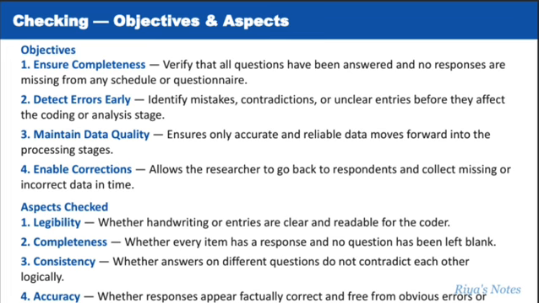Checking objectives and aspects. Objectives. 1. Ensure completeness. Verify that all questions have been answered and no responses are missing from any schedule or questionnaire. 2. Detect errors early. Identify mistakes, contradictions, or unclear entries before they affect the coding or analysis stage.